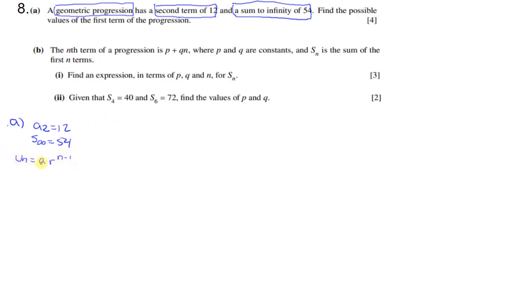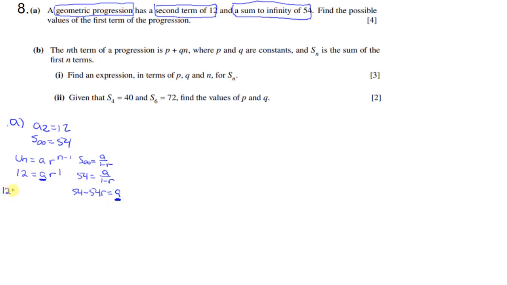The nth term is this formula, so the second term would be a times r to the n minus 1, or 2 minus 1 is 1, and that equals 12. Alright, so let's take a look at the other formula they gave us. The infinity formula, if I make it equal to 54, a over 1 minus r equals 54, and then if I multiply both sides by 1 minus r, I get a is equal to 54 minus 54r.